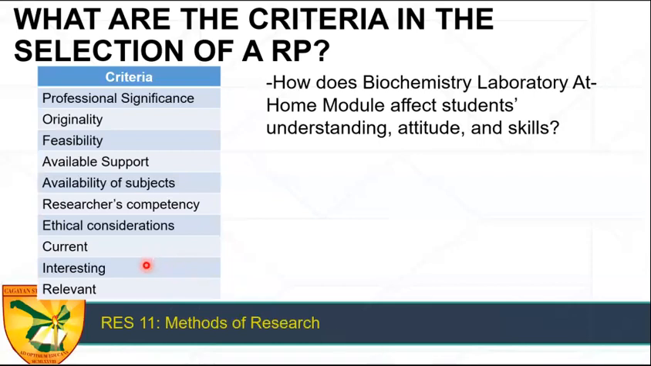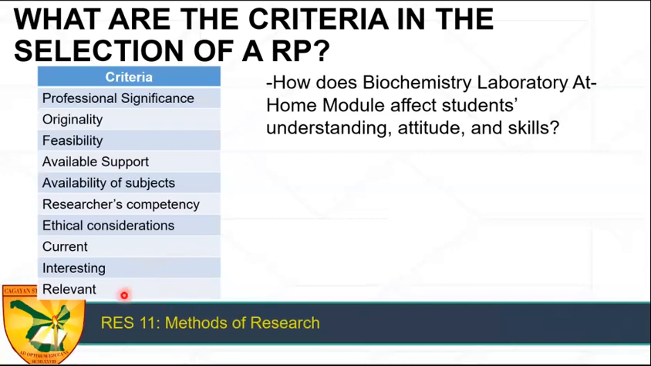Next is interesting. Our research problem must be as per the motivation of the researcher, and it should be fascinating to the researcher. That's why I told you in your previous activity to choose topics that are interesting to you. So our research will be conducted with full enthusiasm and not merely for accomplishment. It must be interesting to you even after you are done with your research subject.